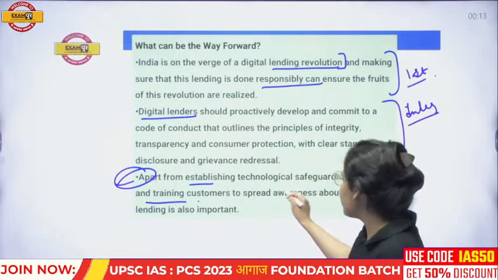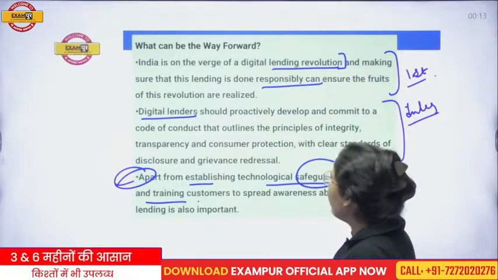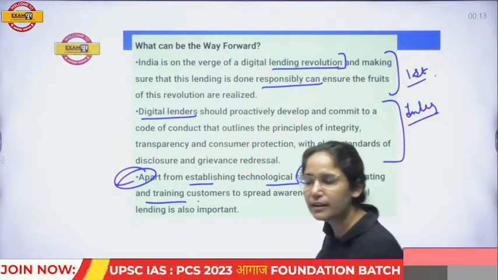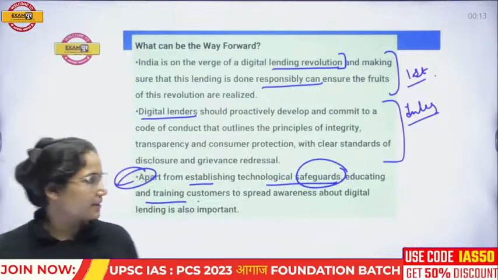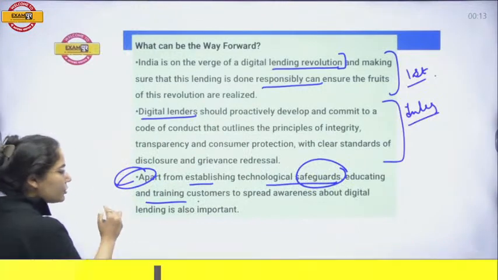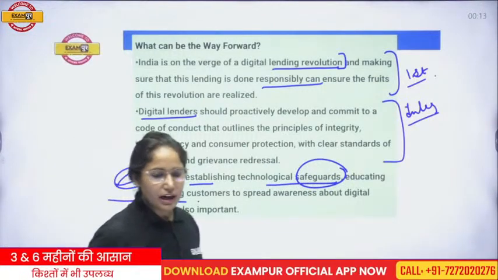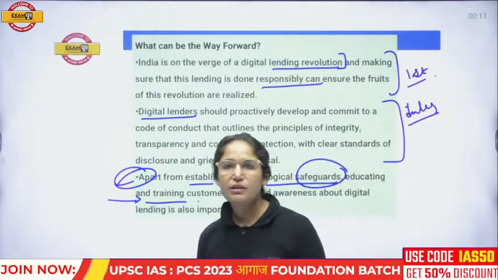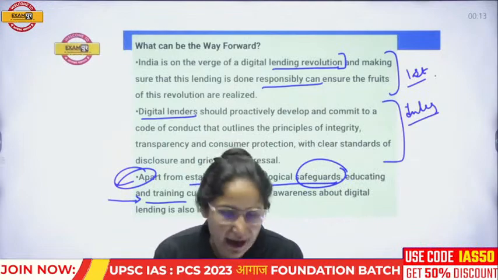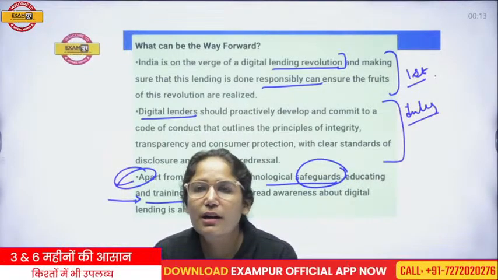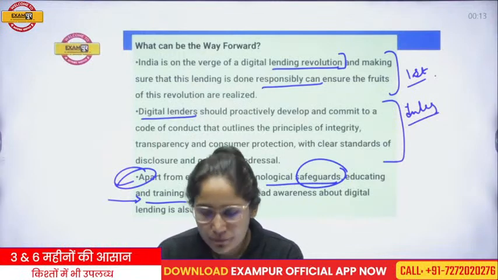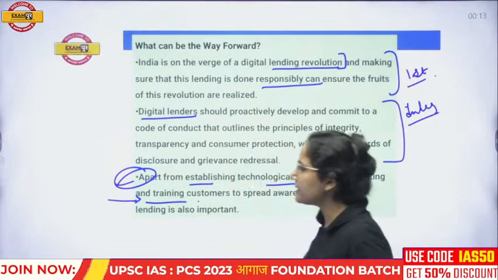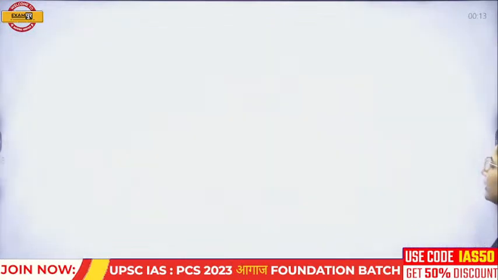Next is all about establishing the technological safeguard. The way I have explained, transparency and standardized norms will automatically generate safeguards for the customers, and try to spread the services towards the people by spreading the news or information. Basically, the main aim is to spread awareness regarding the same. If you have any query regarding these three topics, you can just ask.